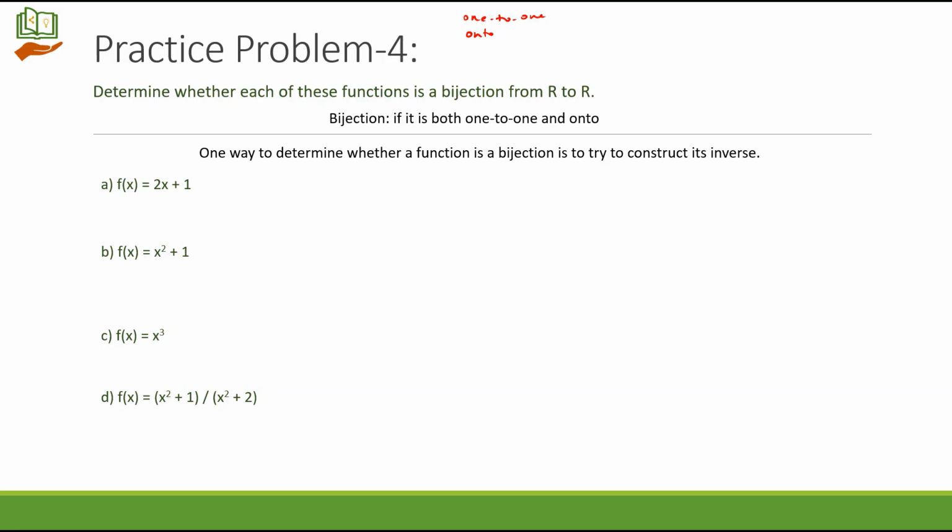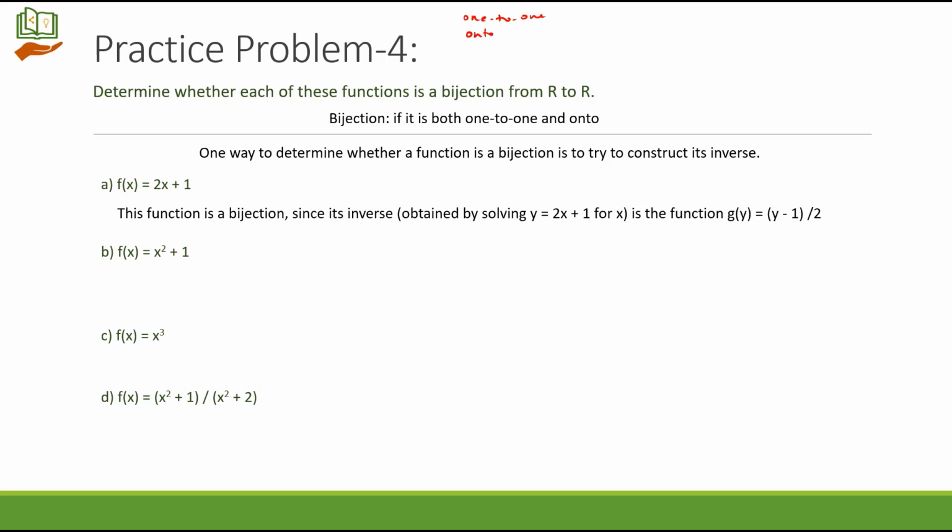Let's take the first one. f(x) = 2x + 1. This function is a bijection since it has an inverse. So if we take y = 2x + 1 as the function, now the inverse function can be taken as g(y). You have to bring everything to this side. So this will go y - 1. Then you have y - 1 = 2x. From this, what is x? We will have (y - 1)/2. So you are able to compute a value even from the inverse. So we can say that this is a bijection.